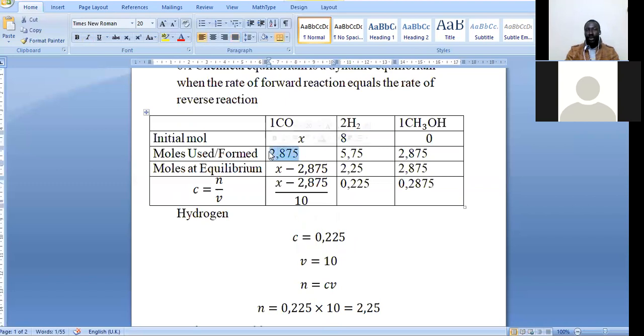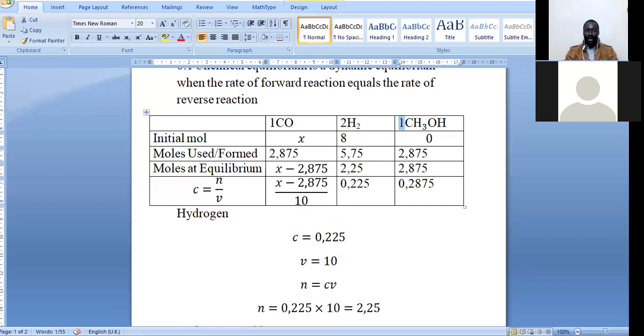The other question would have been, how did we find this? How did we get 2.87? The mole ratio is also the same, okay? The mole ratio of hydrogen to methanol is also the same. It's like saying for every 2 moles of hydrogen, there is 1 mole of methanol.